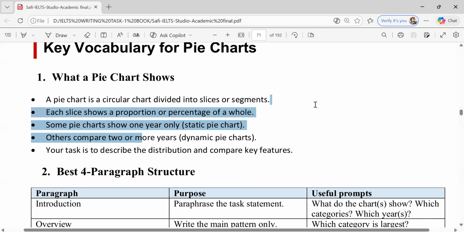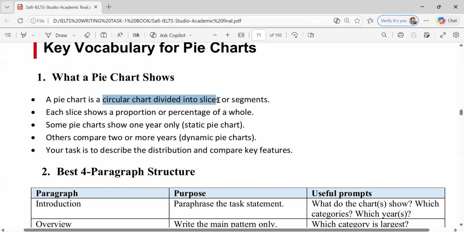So, what does a pie chart show? A pie chart is a circular chart divided into slices or segments. We can say that each slice or segment represents a different category. Each slice shows the proportion or percentage of one category compared to another category. So different percentages will be provided to you.